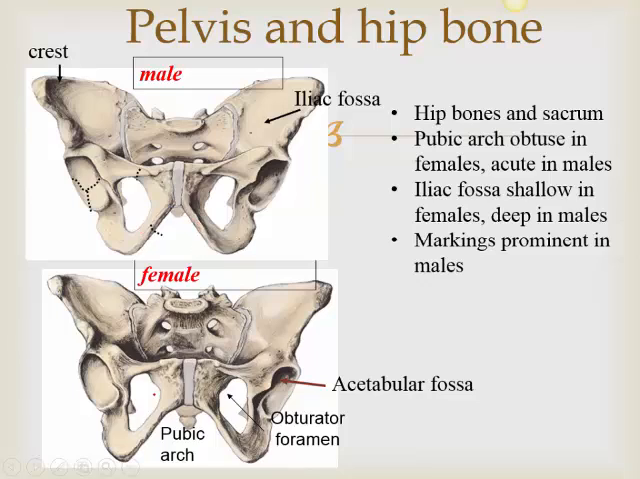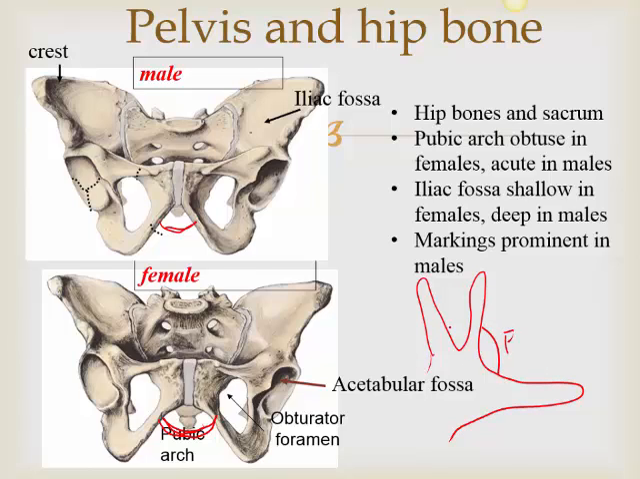So in females, notice this arch is much wider, so it's obtuse in females and acute in males. Usually we give this example of the forefinger, the middle finger and the thumb. So this is for females and this part is for males.